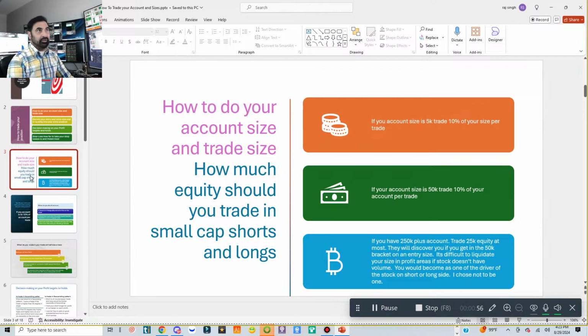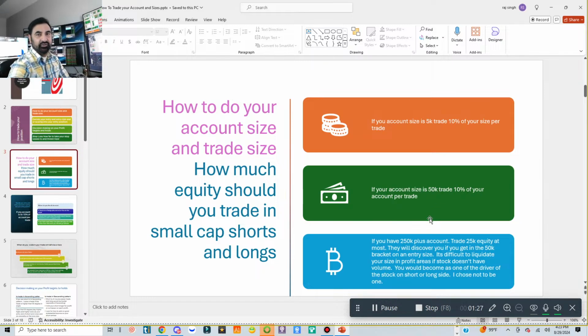So how to do your account size and trade size. How much equity should you trade in the small caps? This discussion is mostly about small caps, on short or long. You guys know this rule, I'm just going to go over it anyway. If your account size is 5K, 10% of your size per trade is what you're going to trade, which is 500. If your account size is 50K, 10% is 5,000.